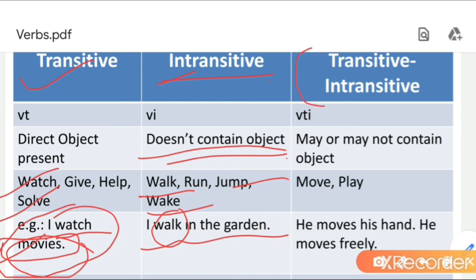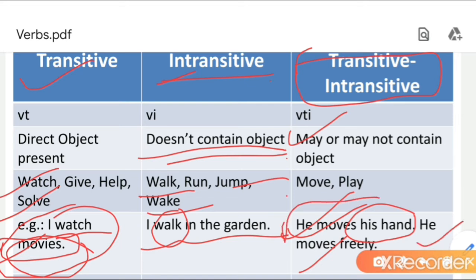Now, intransitive and transitive verbs. It may contain an object or may not contain an object, but it can be used with both. So here, he moves his hand, he moves freely. That means if I use here, he moves his hand, what does he move? If I ask a question, I get an answer, his hand. So there's a direct object, and that's why it's a transitive verb in this particular sentence.